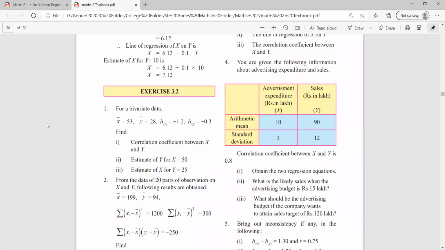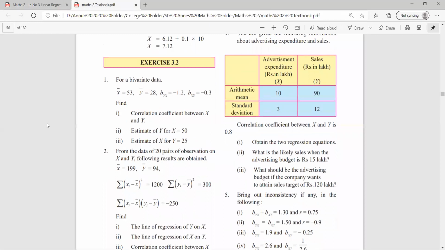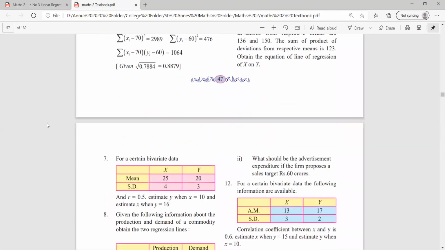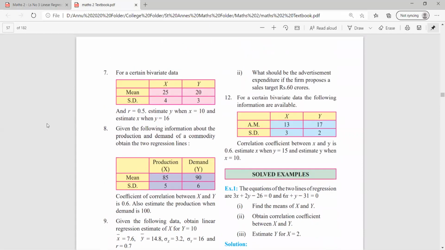Class, this sum is very, very important from your board exam point of view. It can be asked for 4 marks. So please pay attention. These kinds of sums are really very simple and easy to understand. We have already finished sum number 1, 2, 3, 5, 6.